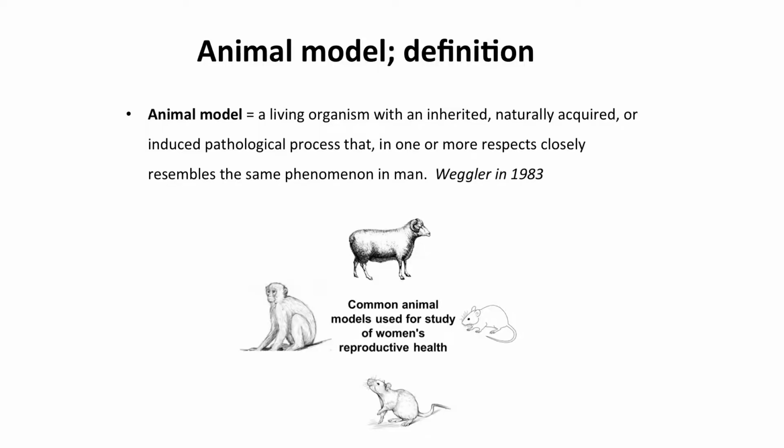The definition of an animal model is a living organism with an inherited, naturally acquired or induced pathological process that in one or more respects resembles the same phenomenon in man. Some of the common animal models used for study of women's reproductive health include rodents, so mice and rats, monkeys and surprisingly sheep. So why would you want to use animal models to study female reproductive disorders?